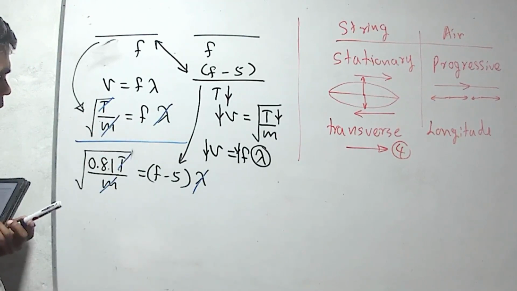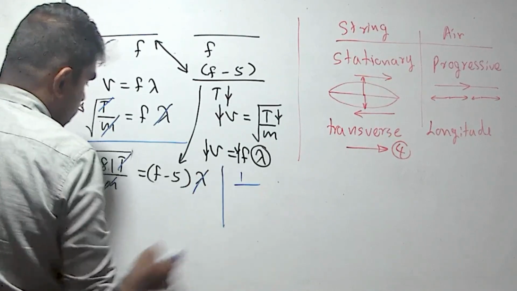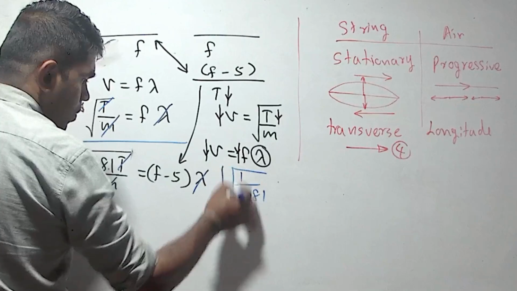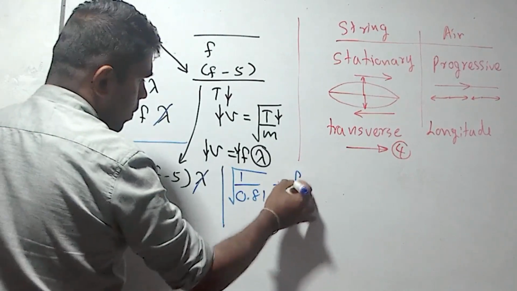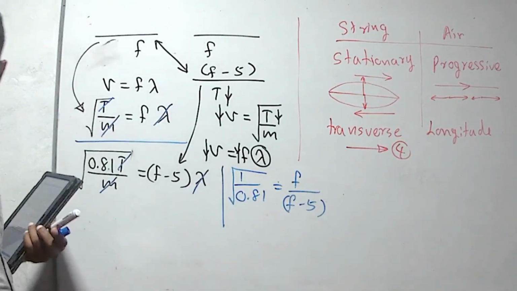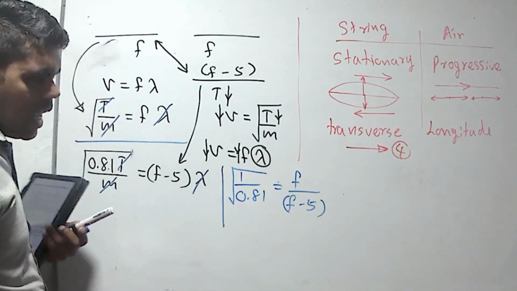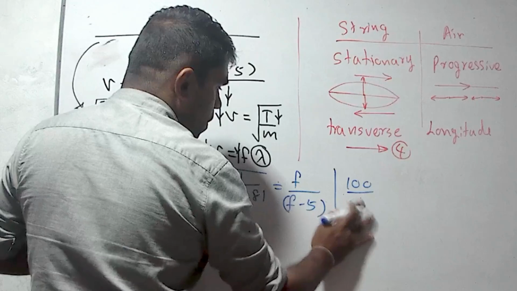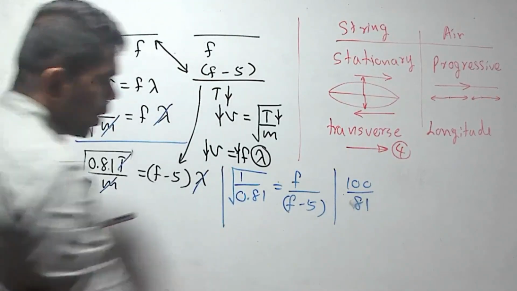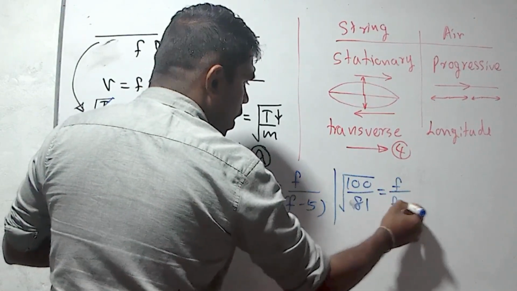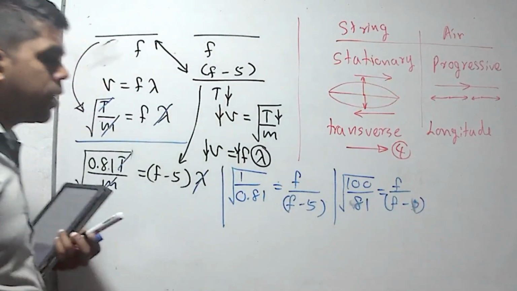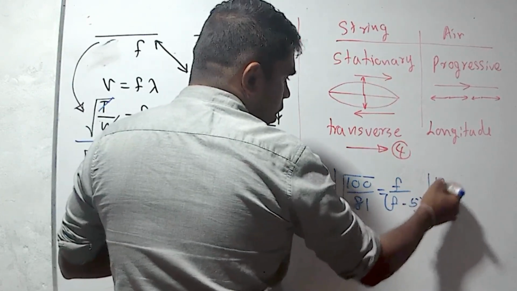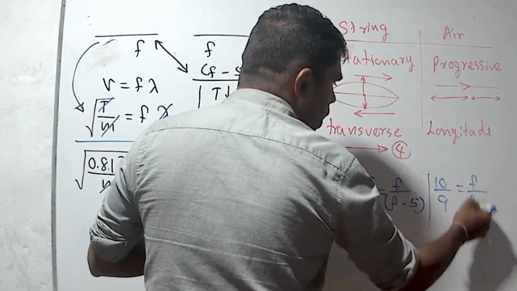1 over square root of 0.81 should be equal to f over f minus 5. 0.81 means 81 divided by 100. Then we can substitute: square root of 81 over 100 equals f divided by f minus 5. Now I will take the square root. Square root of 81 is 9, square root of 100 is 10, so 9 over 10 equals f over f minus 5.